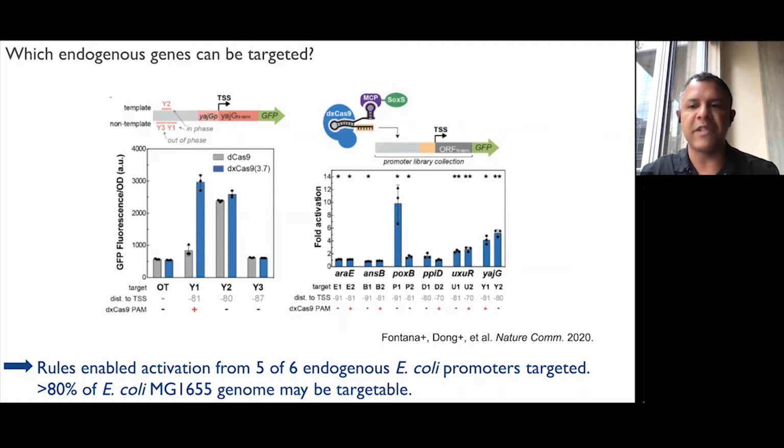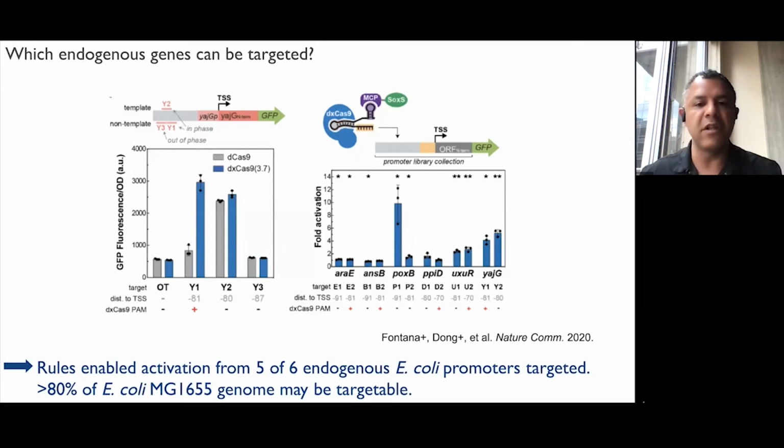So for this experiment, we selected a subset of genes with the right protospacer adjacent motif target sites for S. pyogenes dCas9 and an expanded PAM recognition dCas9 variant. We wanted basal expression levels that weren't too low, not too high, and that were regulated by sigma 70, which isn't much of a constraint in E. coli. And then we measured CRISPR activation from endogenous promoters. And what we found is that our predictive rules enabled activation from 4 of 6 endogenous E. coli promoters that we tested.